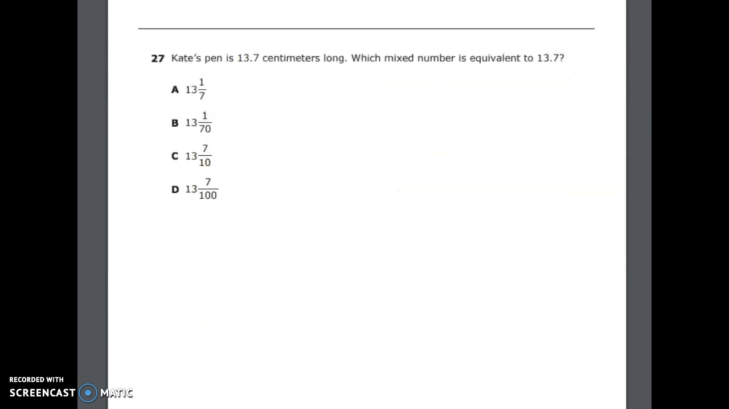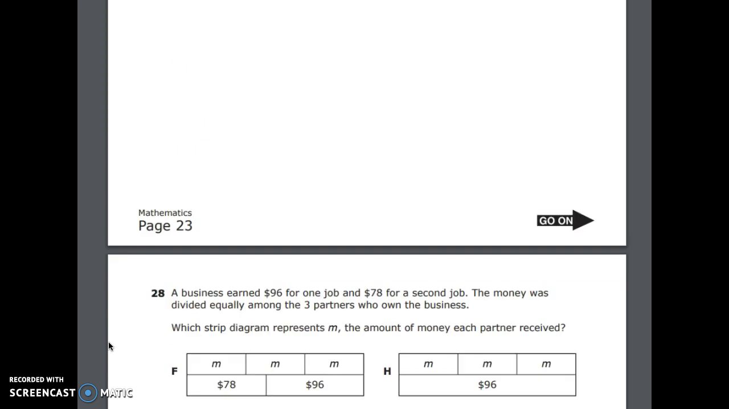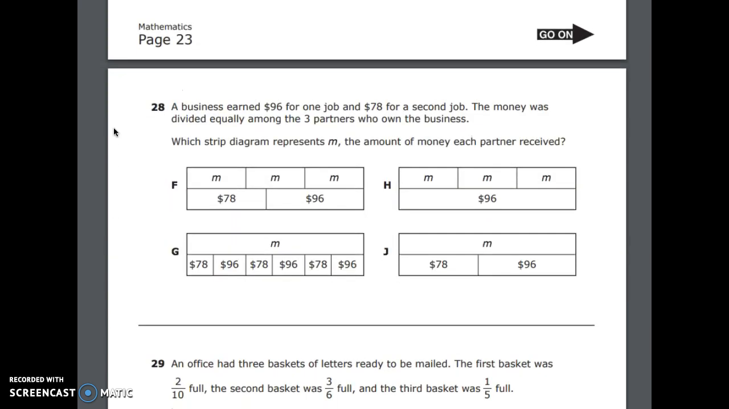Number 27. Kate's pen is 13 7/10 centimeters long. Which mixed number is equivalent to 13 7/10? Number 28. A business earned $96 for one job and $78 for a second job. The money was divided equally among the 3 partners who owned the business. Which strip diagram represents M, the amount of money each partner received?